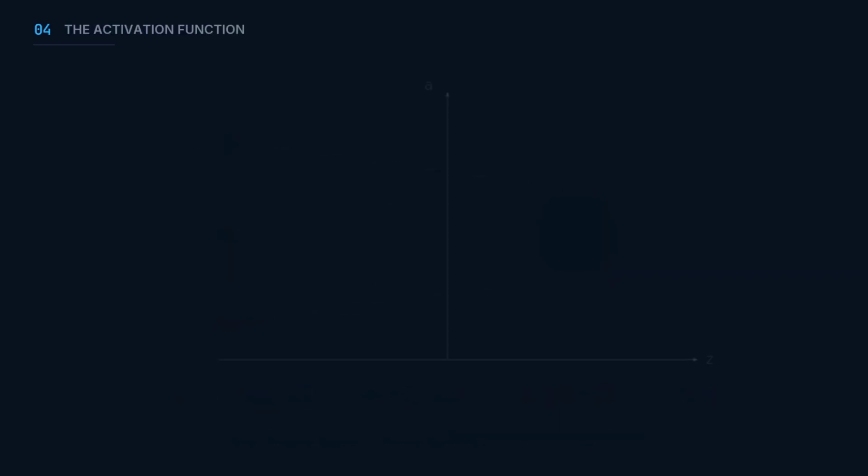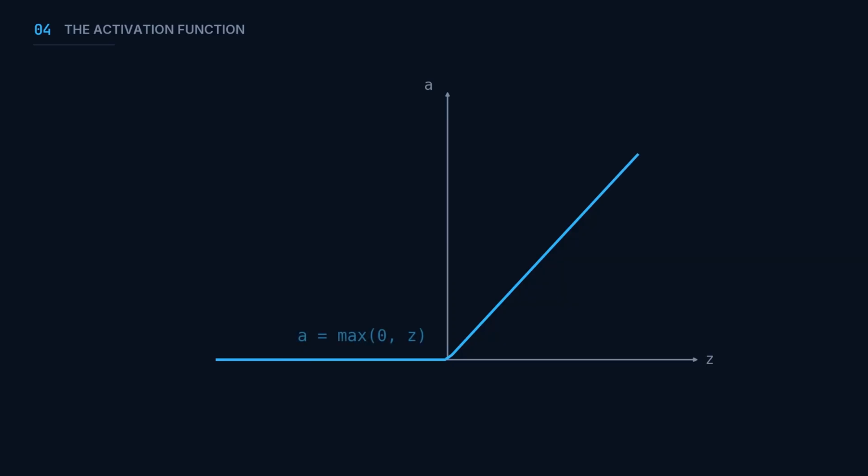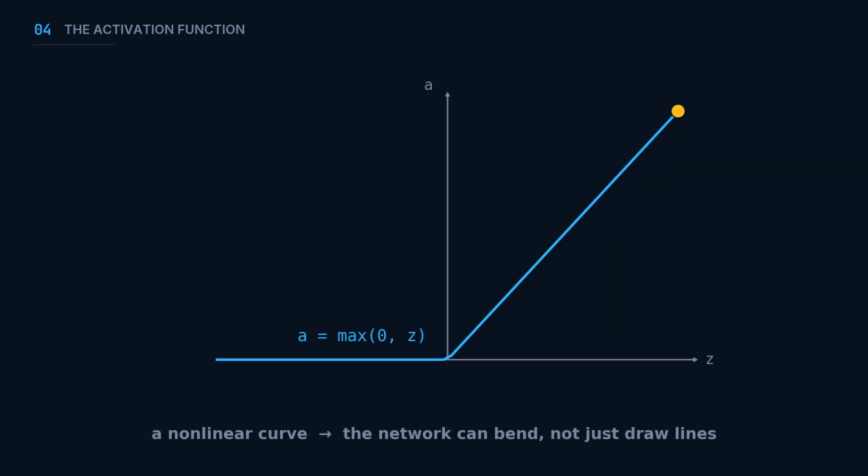But a sum of multiplications is just a straight line, and stacking straight lines only ever gives you another straight line. So the neuron passes Z through an activation function, a simple nonlinear curve. ReLU, for example, keeps positive values and zeroes out the rest. This one nonlinear step is what lets networks bend and model the real world.